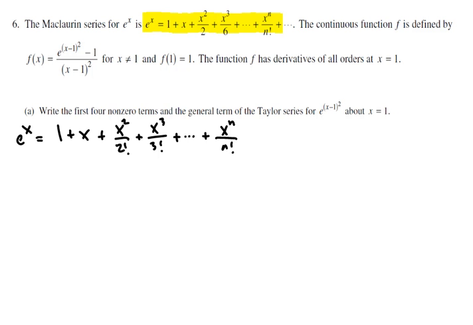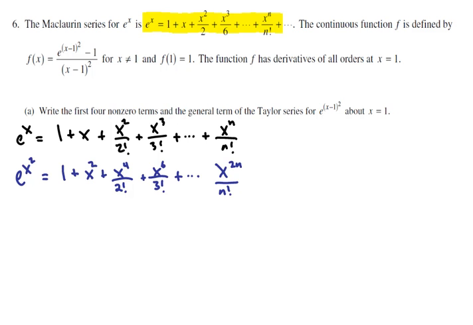Since we're trying to do the Taylor series for e to the x minus 1 quantity squared, we might next want to do e to the x squared. And in this case, we're just going to replace wherever we see an x with x squared. And when we do that, we're going to end up with 1 plus x squared plus x to the fourth over 2 factorial plus x to the sixth over 3 factorial.